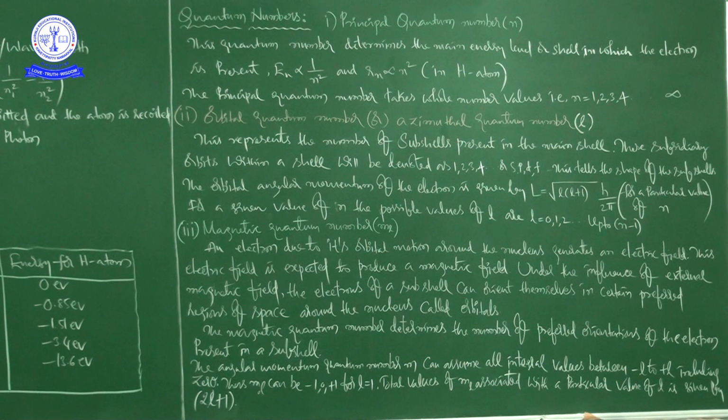Next point, the magnetic quantum number determines the number of preferred orientations of the electron present in a subshell. I will repeat once again, because this is the purpose of the magnetic quantum number: it determines the number of preferred orientations of the electron present in a subshell.